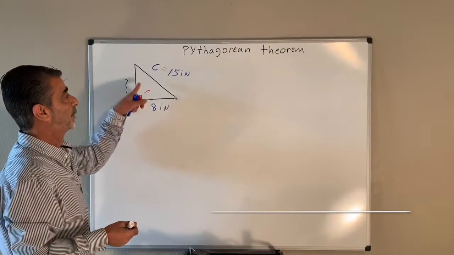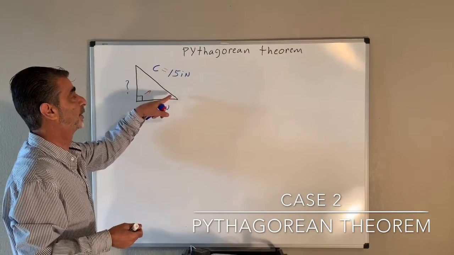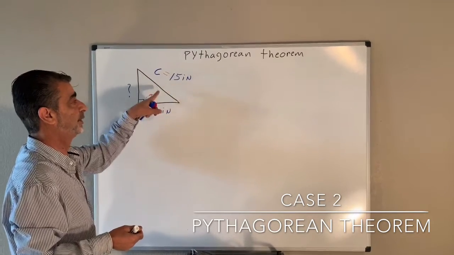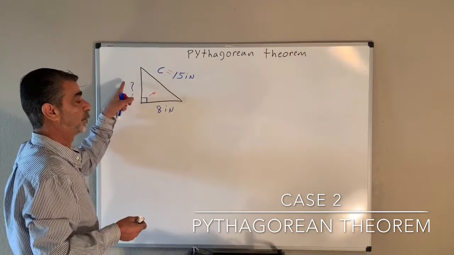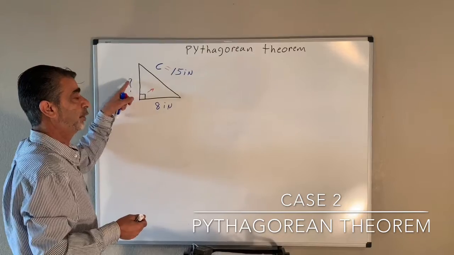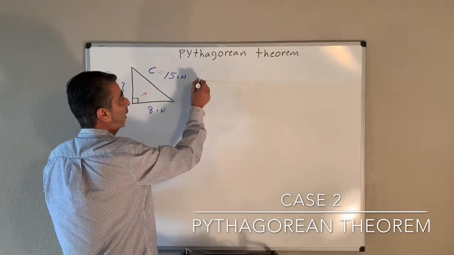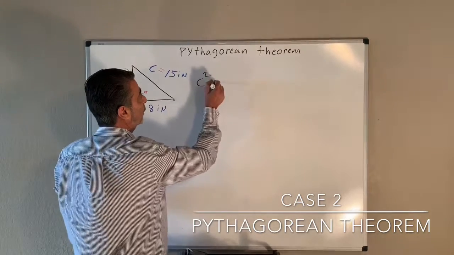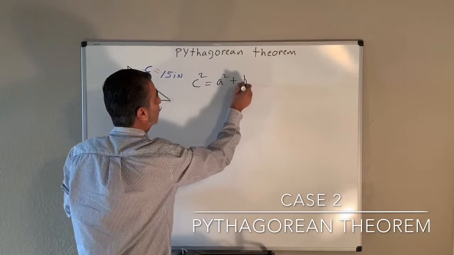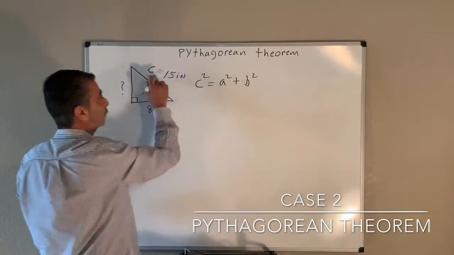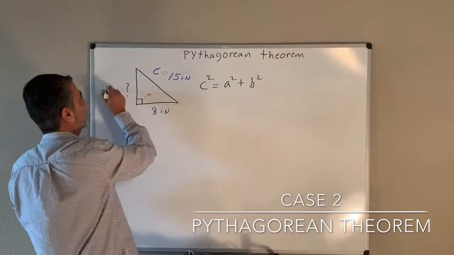Now we have another situation where the long side, the diagonal or C, is given, and we need to find the leg, or the other side, A or B. So in this case, we subtract. We use the same formula, c squared equals a squared plus b squared. But this time, since we have the long side, we're going to subtract.